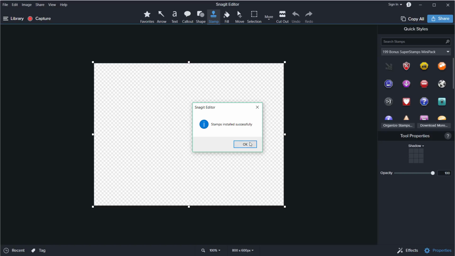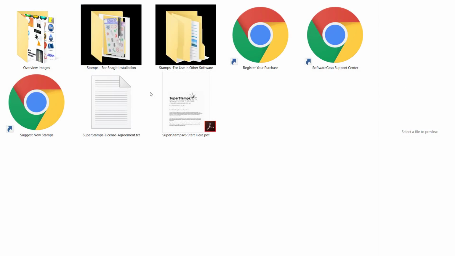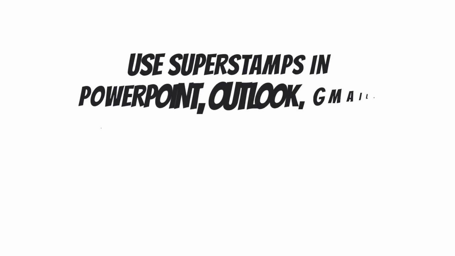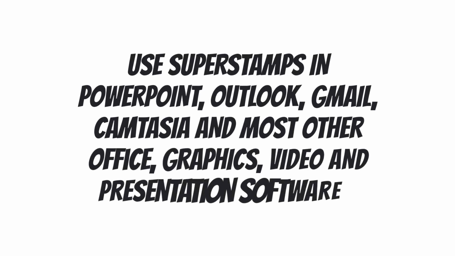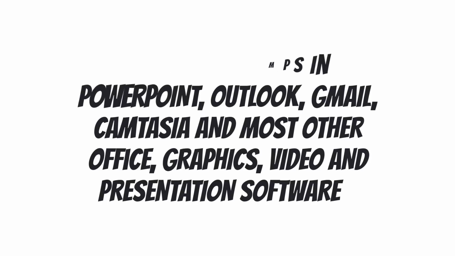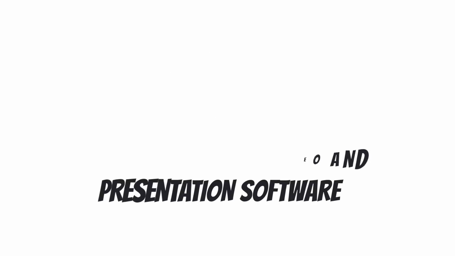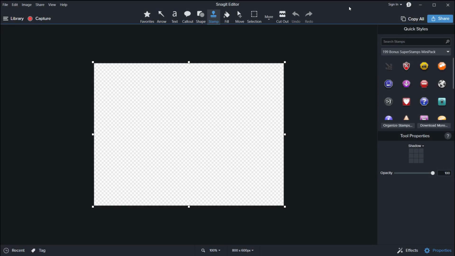We have also included another folder that's worth mentioning called Stamps for Use in Other Software. In this folder you'll find a second copy of SuperStamps, and if you don't want to work from Snagit when working with other applications, then you can easily just drag and drop stamps from this folder into such apps as PowerPoint, Outlook, Gmail, Camtasia and most other office graphics, video and presentation software. I'll cover how to use SuperStamps with other software in another video. So let's head over to the Snagit editor and see the new functionality when using SuperStamps in Snagit 2019.